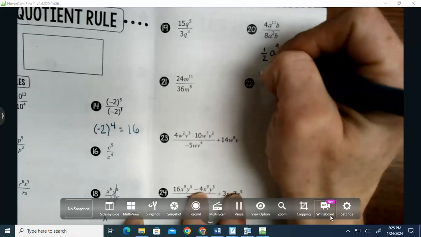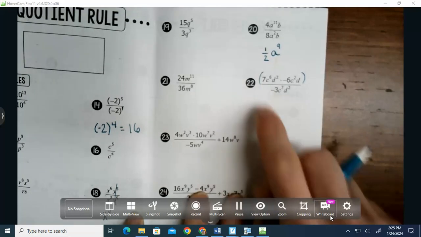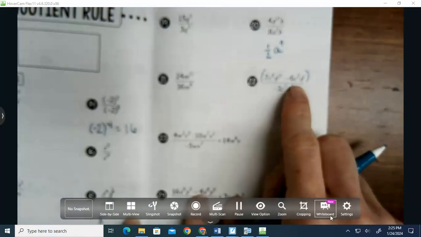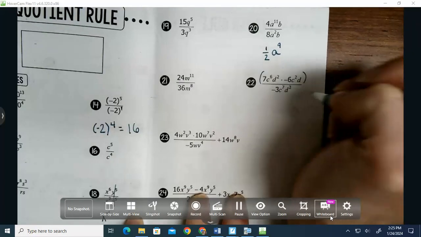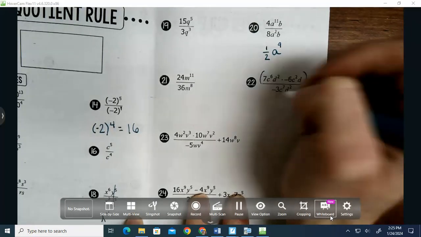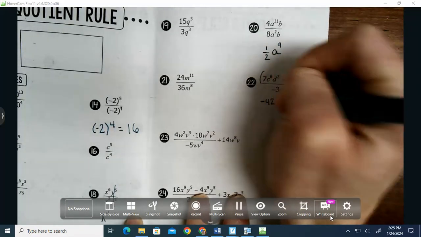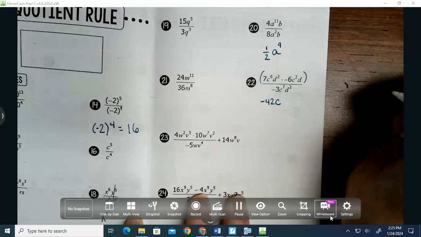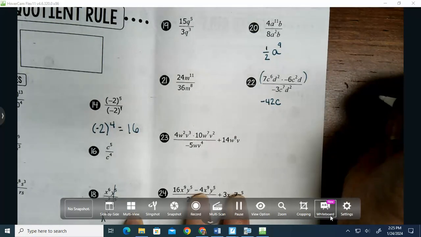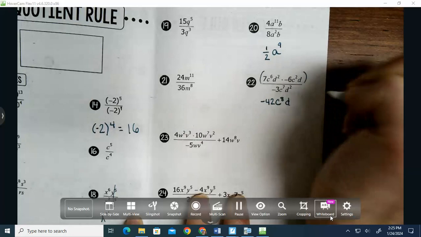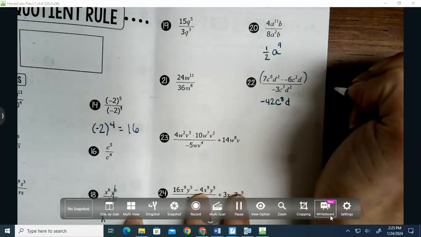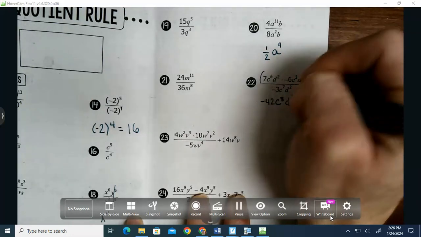Let's focus on the top for a second. So if we multiply 7 times negative 6, and then we get c to the 8th power and d to the 3rd. Everybody should be writing this down.